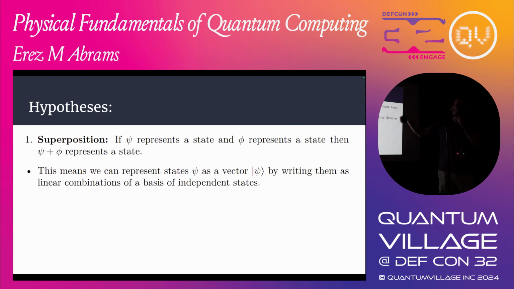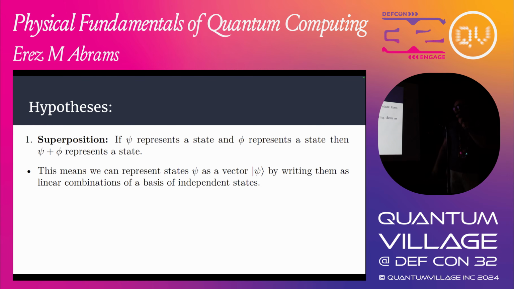Because we can add states and scale them and so on, this means that we can represent states as a vector, ket psi. We use kets, writing them as linear combinations of the basis states. When I say the basis states, it's any set of independent states that you can use to write down all of the states that we want to use.